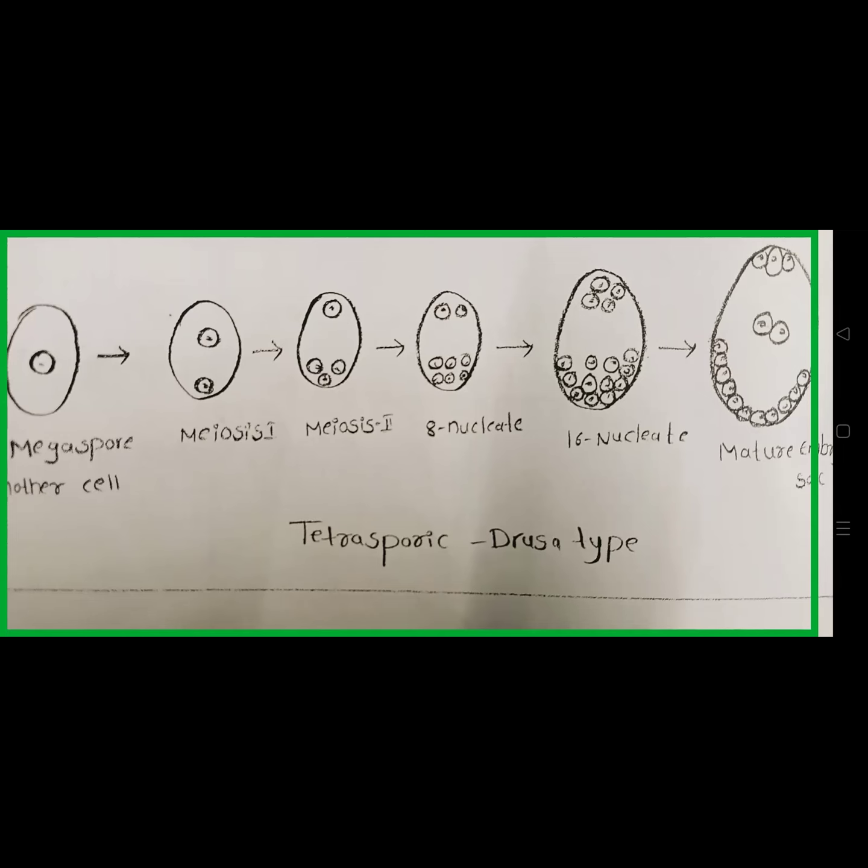Out of these 12, only one from the above comes to the center, and below two come to the center, only one nucleus. So 2 are polar nuclei at the center, and 11 are antipodals. And at the micropylar end, 3 become the egg apparatus. In the egg apparatus, the middle one is the egg cell, and 2 are synergids. This is the drusa type. These 3 are tetrasporic embryo sacs, 16 nucleate embryo sacs.